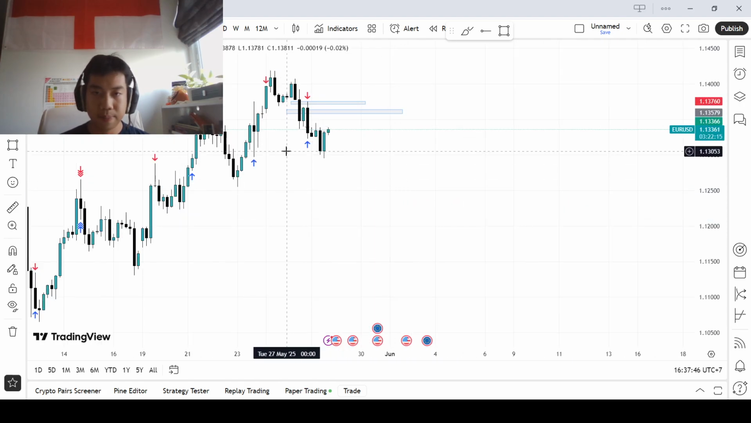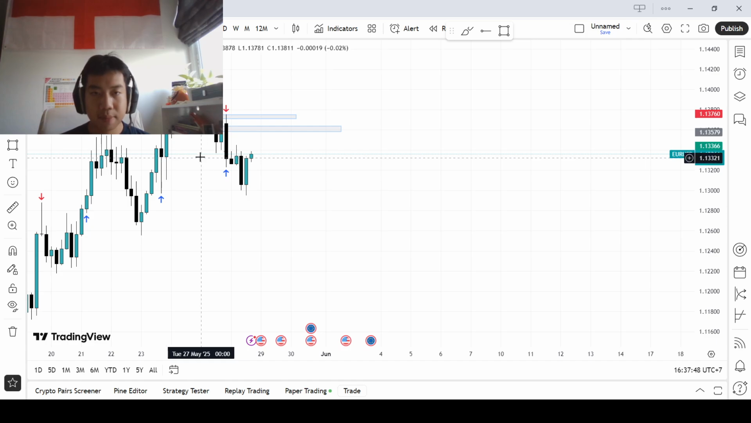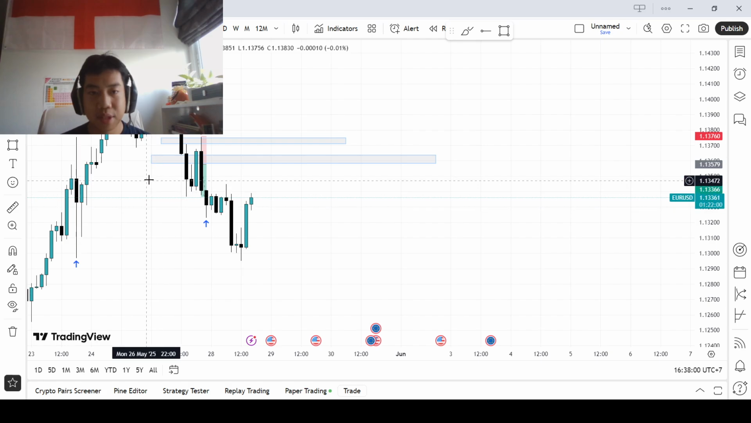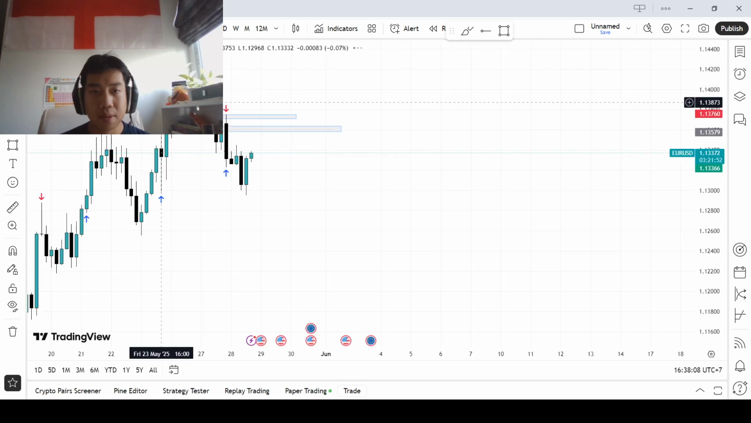On the 4 hour, you see that yesterday we had a pretty significant break of structure to the downside. So that's also confirmed by the 2 hour, seeing a pretty dominant break of structure to the downside. So safe to assume that's how our daily bias was bearish.